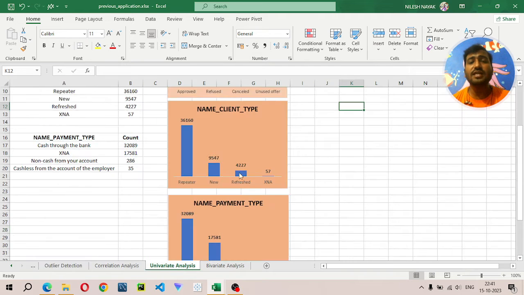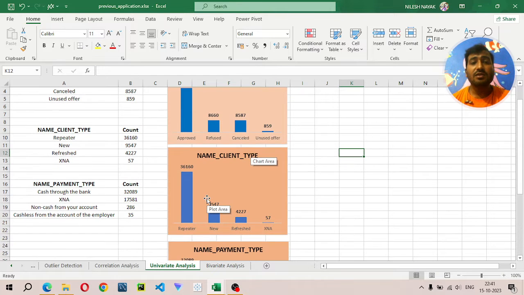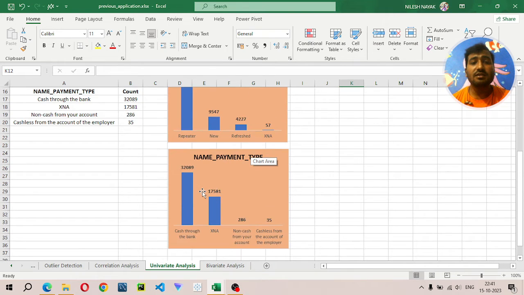Now coming to the univariate analysis in the previous application data, we have the contract status, where approved loans are higher in frequency. For the client type, whether it is repeater, new client or refreshed, the repeater has more frequency. And in the name payment type, it is cash through bank. So many of the applicants want to get the loan by cash itself.